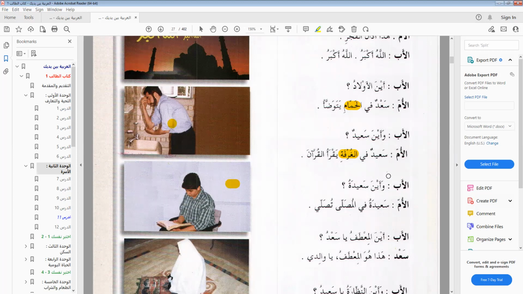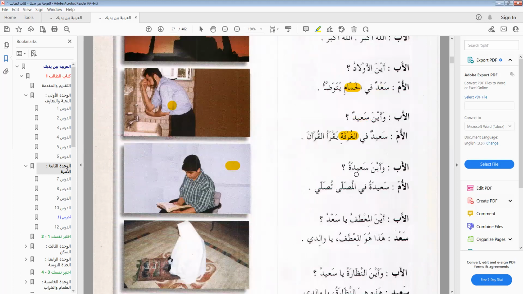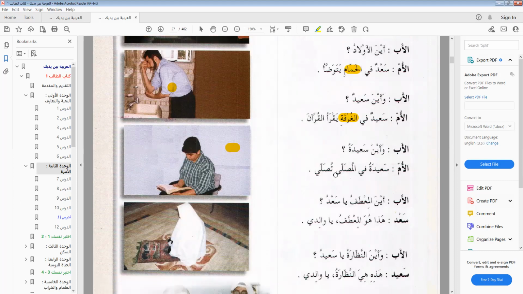Then we have wa aina Sa'ida. Where is Sa'ida? So all their children start with the sin and the ain: Sa'adun, Sa'idun, and Sa'ida. Then the mother says, Sa'idatun fil musalla. Okay? Sa'idatun fil musalla, tusalli. Sa'idatun fil musalla. She's in the prayer room.